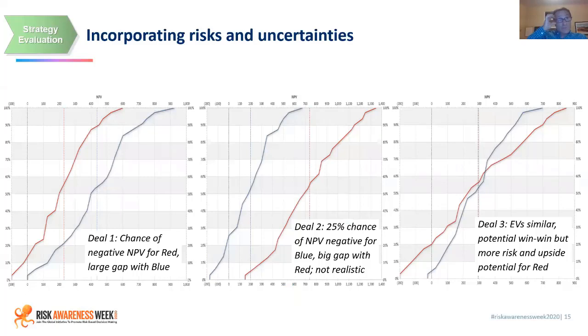And this range of value I've seen can be very important when we're thinking about various deals, for example. And so in this case, we're looking at 3 different deals, and we find that the deal on the left is not as good for the red player as it is for the blue player. There's kind of a large gap. The middle one is much worse for the blue player than the red player, so that's probably not a realistic deal. And the one on the right has a similar expected value for each of the players. The red player has a higher upside but more risk than the blue player has.